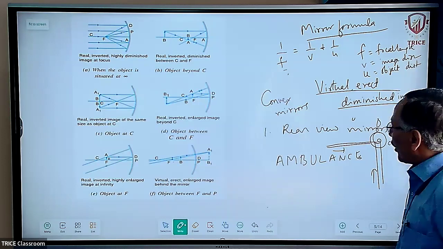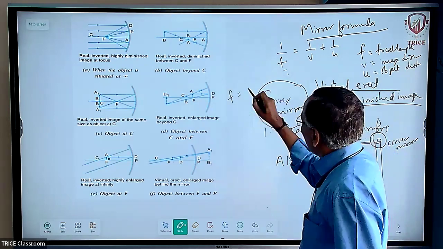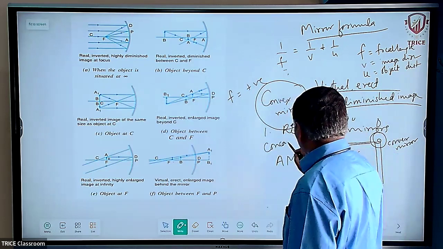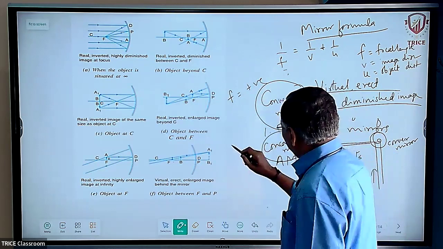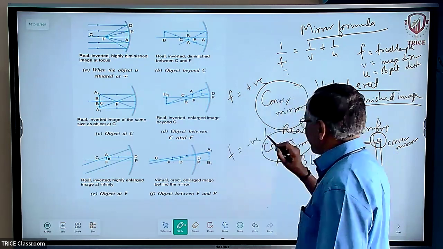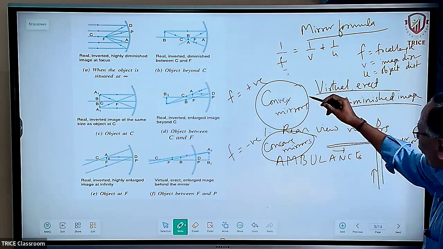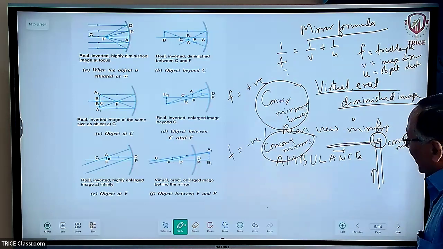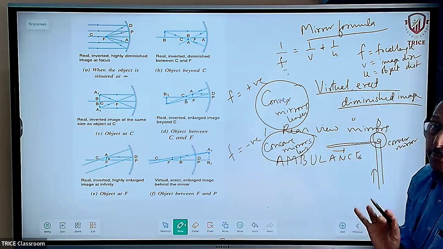And remember, for convex mirrors or convex lenses, F is always positive. And for all concave mirrors or lenses, the value of F is negative. This you have to see. They may not ask, but in case it is asked, the focal length of convex mirrors or lenses is always positive, and the focal length for a concave mirror or a lens is always negative.